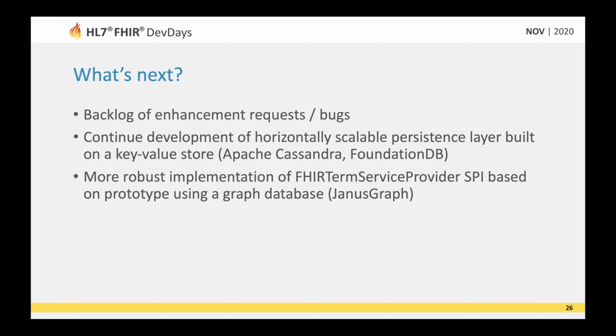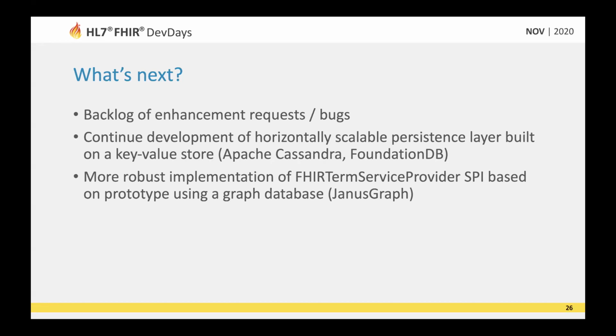We continue development of a horizontally scalable persistence layer backed by a key value store. We started to look at Apache Cassandra and FoundationDB. Although our primary persistence layer is implemented on a relational database, we have implemented some NoSQL persistence, like a document-oriented persistence layer with Cloudant. We've also actually built one on HBase. So we're familiar with what it takes to build a persistence layer, and we know what the trade-offs are.